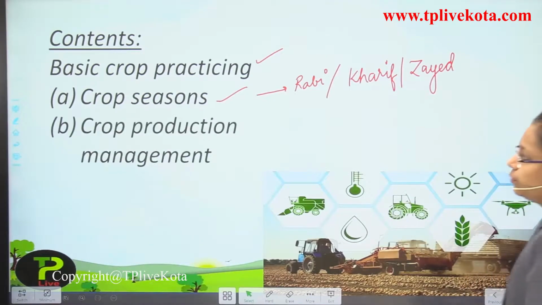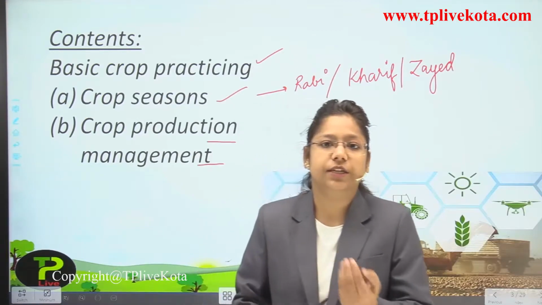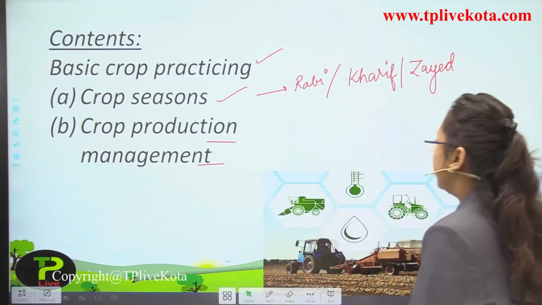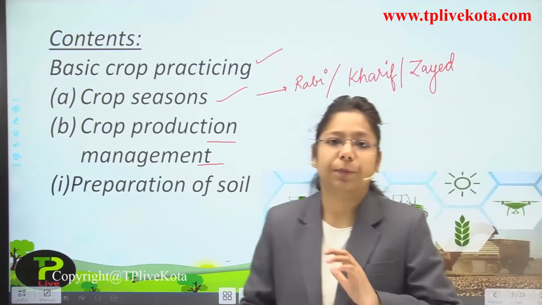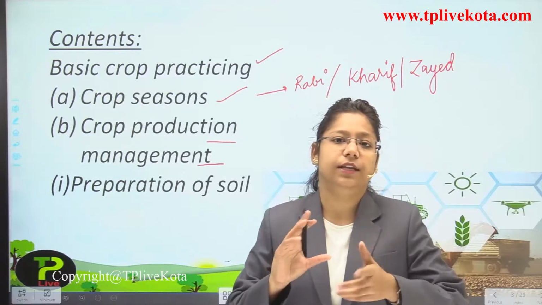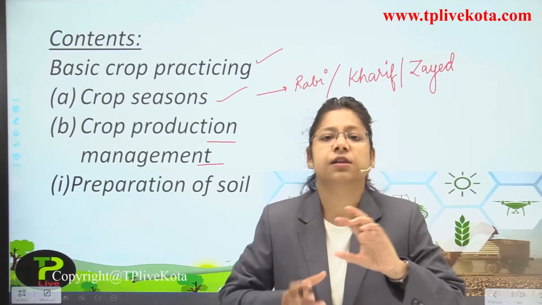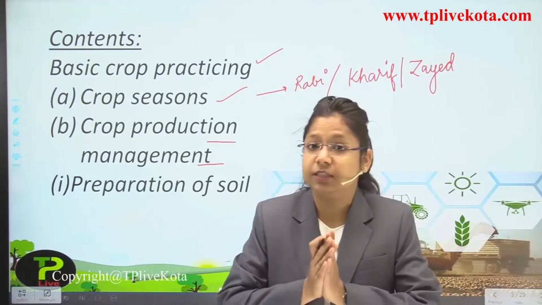Next, we are going to read about crop production management, how crop production is to be managed in these systems. Now, if we talk about crop production management, we have to prepare the soil first. How is the soil going to be prepared? There are various procedures, articles, or we can say various activities used to prepare a particular soil.